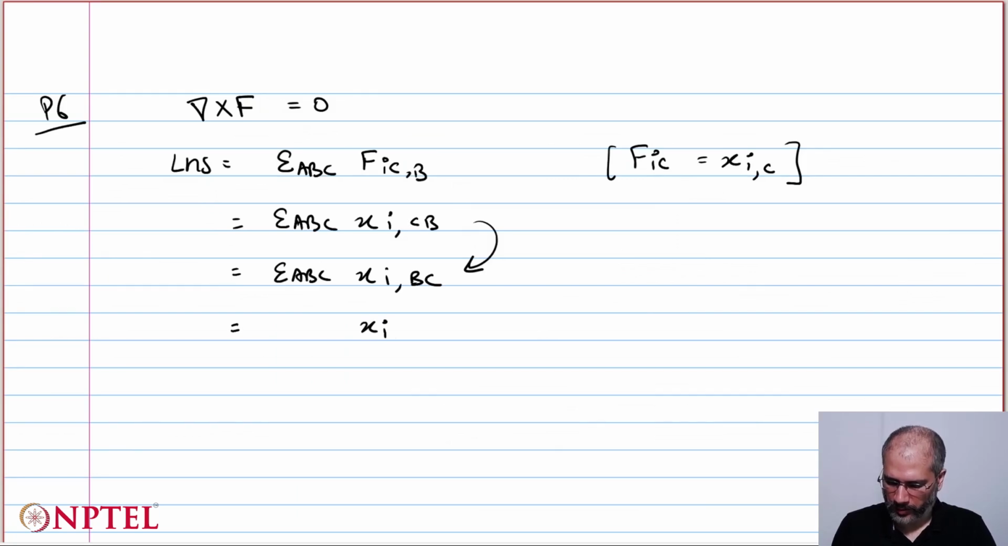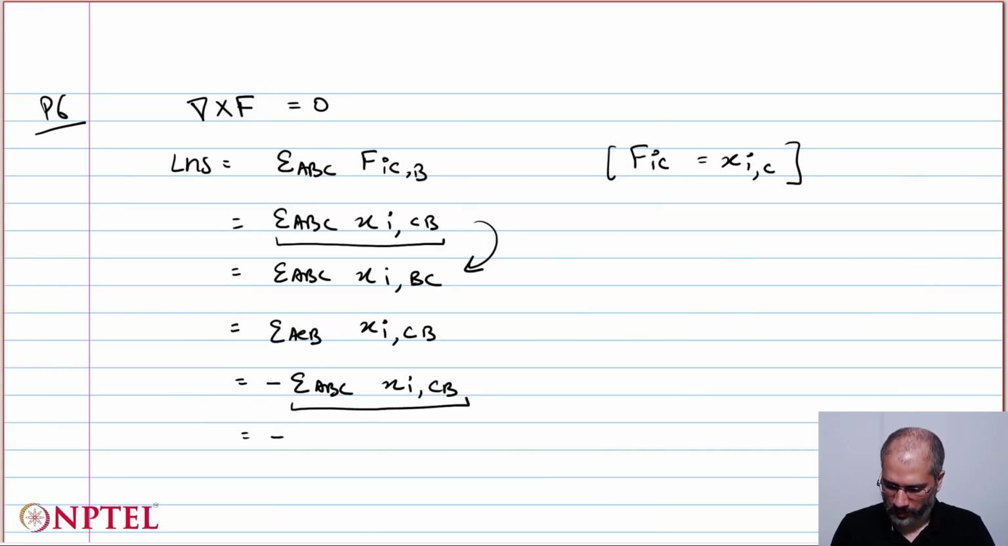So B becomes a C and C becomes a B. So this becomes epsilon ACB, and using the property of epsilon, I can write this as negative of epsilon ABC, and here you have x I comma CB. But it is the LHS that is here. So this is minus of LHS. So what we have shown is that LHS equals twice of that, which is 0. This implies that the curl of F is 0.